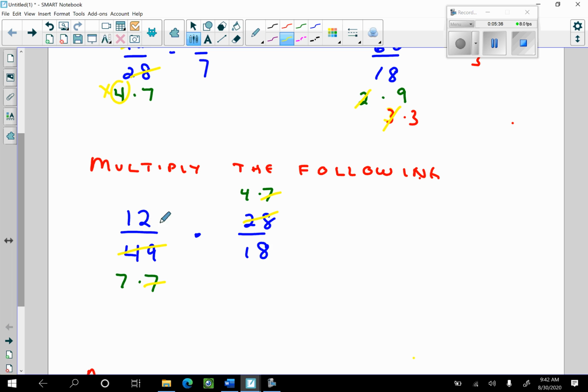Let's see here. Oh, 12 and 18 both have a factor of 3. So let's factor 12: 3 times 4. And 18 is going to be 3 times 6. Now these guys are gone. Bam, bam. And what can I do? I can cancel these 3s. They become 1. So all I have left on top now is 4 times 4 and 6.